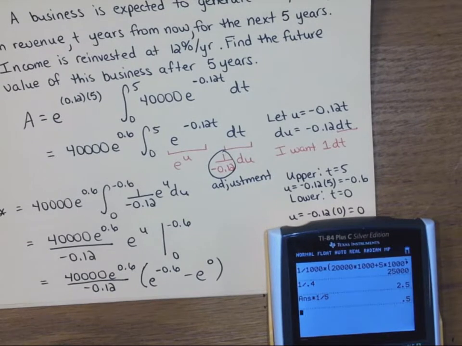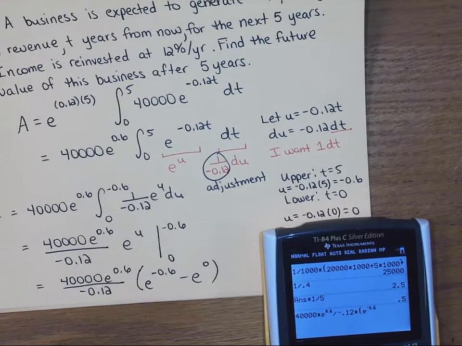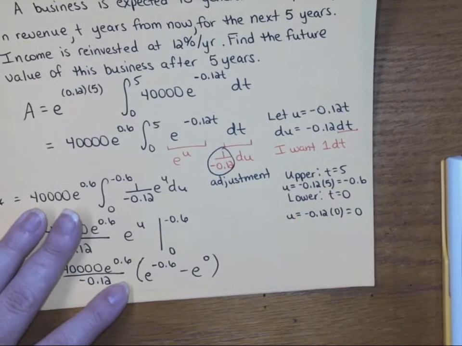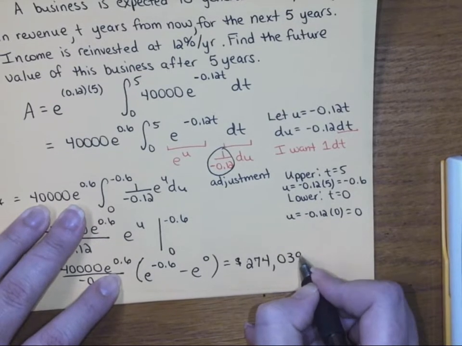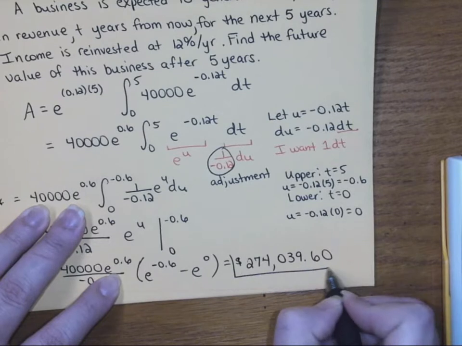So let's just use the calculator for what it's for, right? It's for ugly stuff like this. So 40,000 times e to the 0.6 power, and then divided by negative 0.12, and then times parentheses e to the negative 0.6 minus e to the 0. By the way, e to the 0 is 1, but I'm just going to go ahead and put it in just like this. Okay, and notice we get a dollar amount of $274,039.60. We're going to round that to the nearest penny because it's money.